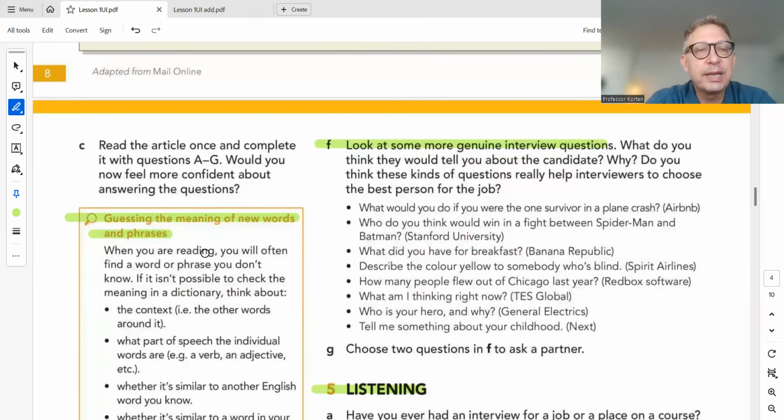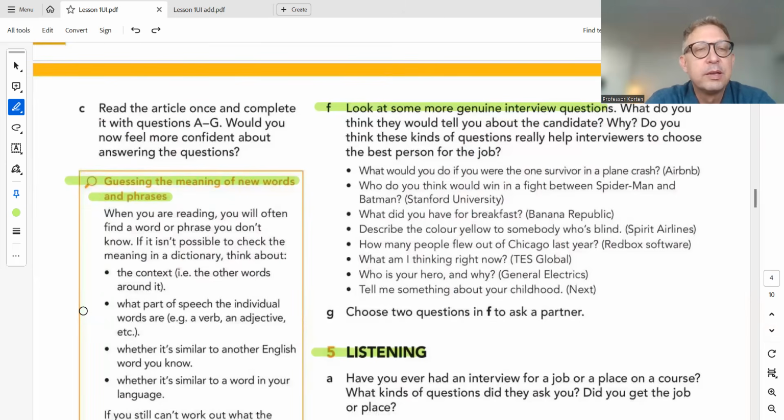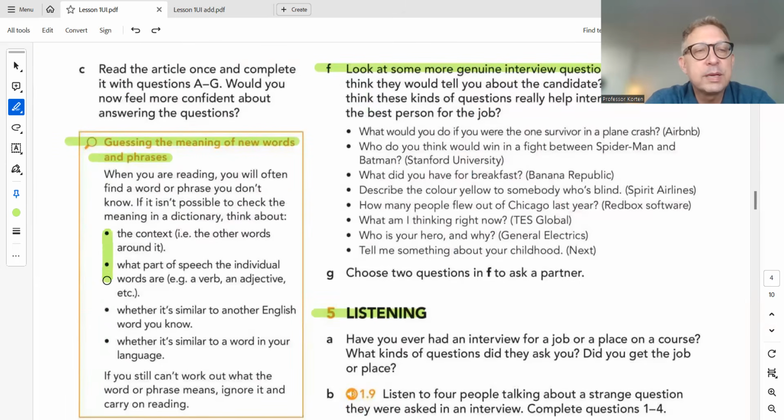Now, this is very interesting. This box here that I just want to share very briefly. They give 4 tips on how to guess the meaning of a word without knowing that word's meaning ahead of time. So the context, the words around it, probably it means this. What part of speech is the word? Is it a verb or an adjective? Is it similar to another word in English? Is it similar to a word in your language? Sometimes these can provide interesting clues.